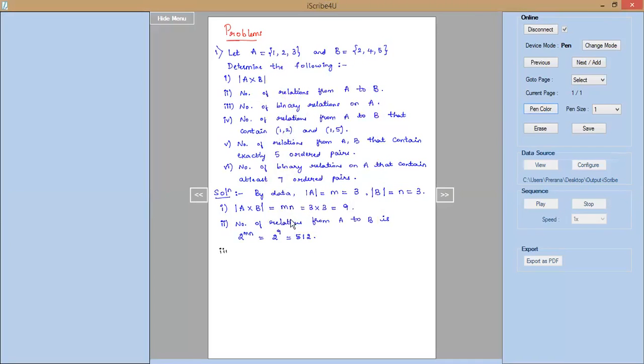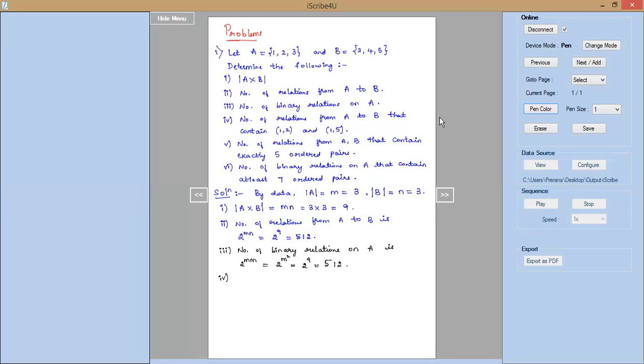Thirdly, the third sub-question is to find the number of binary relations on A. This means we are obtaining relations from A to A itself. So the number of binary relations on A is 2 power m into m, which is 2 power m square, or 2 power 9 itself, because the m value is 3 and 3 square is 9. This is also equal to 512.